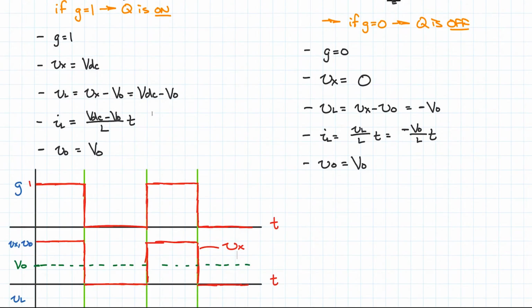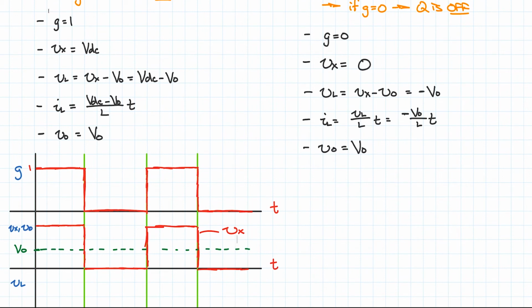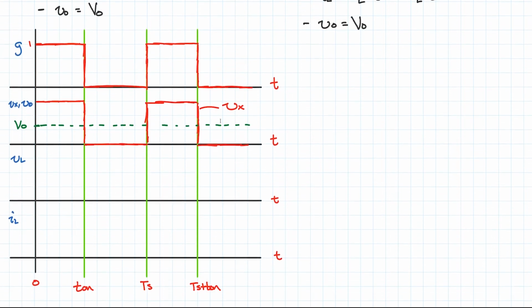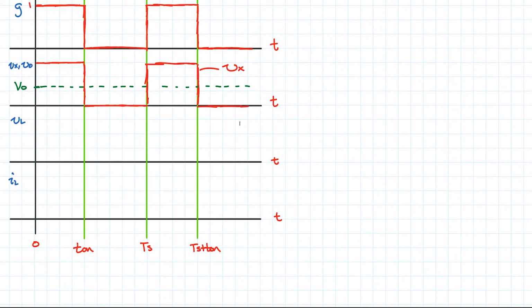VL, if we go up here, we see VL when G equals 1, VL equals VDC minus VO. And when G equals 0, VL equals minus VO. So this is, again, going to be some type of square wave. It's not really going to be square, but it's going to be a rectangular wave. And the amplitude isn't going to be symmetric, I guess is what we should understand.